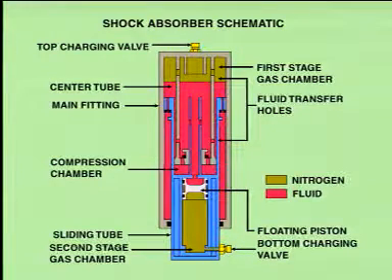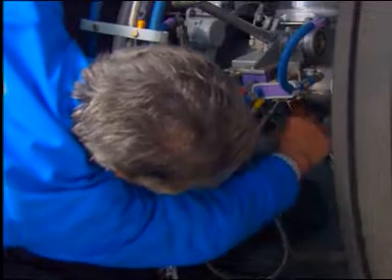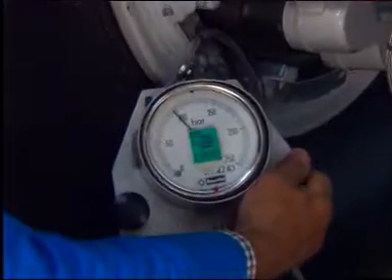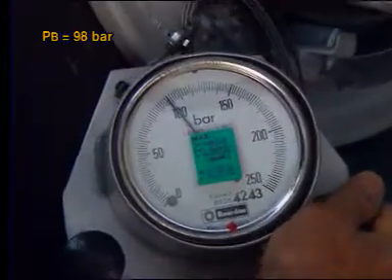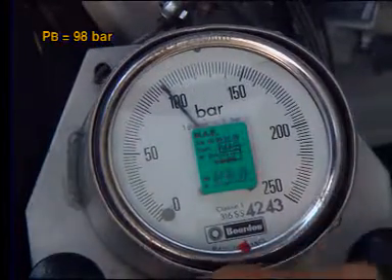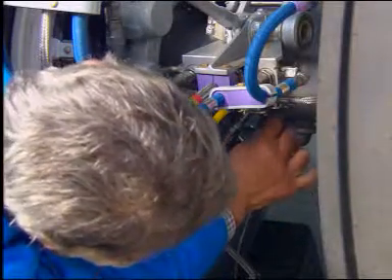Caution! Always add nitrogen slowly when you pressurize the shock absorber. If you add nitrogen too quickly, the temperature will increase and have an effect on the shock absorber pressure. On the bottom charging valve, the nitrogen supply being open, open the bottom charging valve. Open the control supply valve slowly to add nitrogen to the bottom chamber. Close the bottom charging valve.